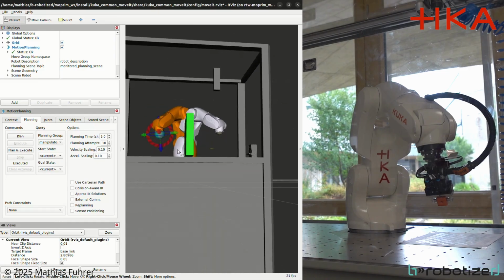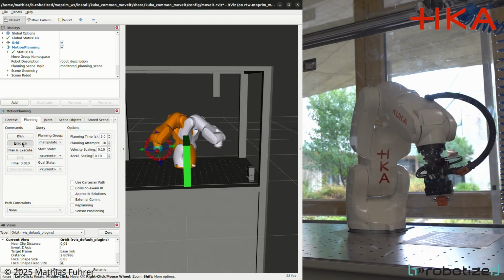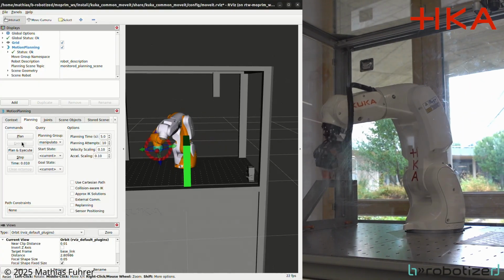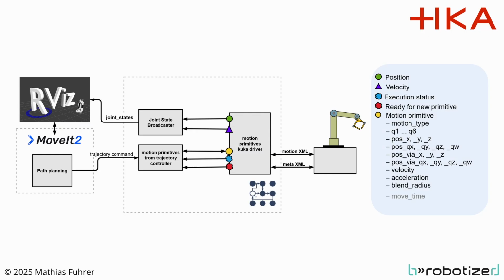In this video, the functionality of the ROS2 motion primitives from trajectory controller with the corresponding KUKA hardware interface is demonstrated. For this demonstration, a ready-to-educate cell with the KUKA KR3 robot is used. Instead of sending a trajectory to the robot, as is common in ROS2 control, individual motion primitives are sent and executed directly by the robot controller.